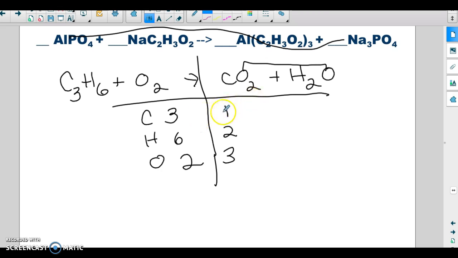So the first thing I'm going to do is balance the carbons. So I do want to have 3 carbons. Then I'm going to do hydrogen. And you can see that I have 2 but need 6. So I'm going to put a 3 here. Now everything is balanced except for, let's check the oxygen. So here I have 3 oxygens and here I have 6. So I have a total of 9.